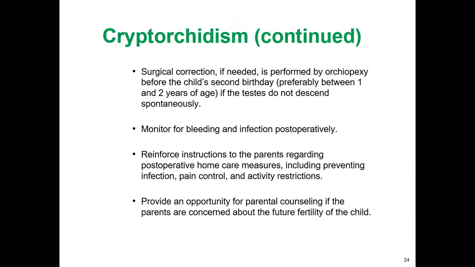And what next? Surgical correction, if needed, is performed by orchiopexy before the child's second birthday. Monitor for bleeding and infection postoperatively. Provide instruction to the parents regarding postoperative home care measures, including preventing infection, pain control, and activity restriction. Provide an opportunity for parental counseling if the parents are concerned about the future fertility of the child. So good counseling is important, right?